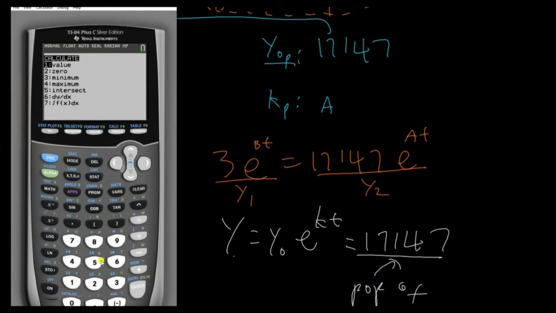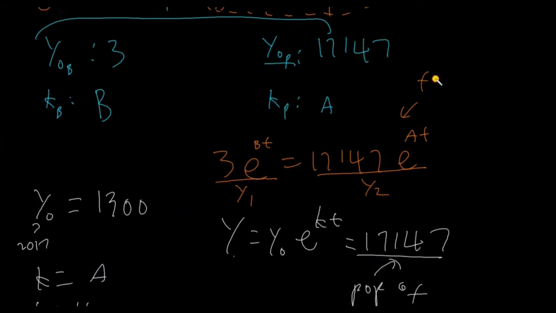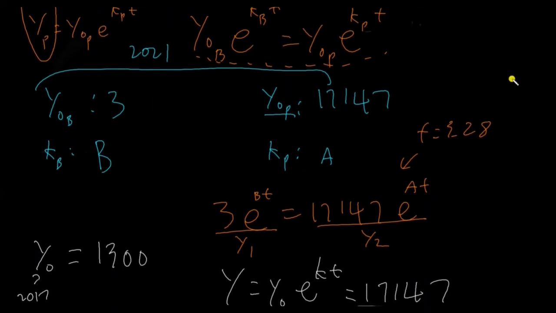So second trace 5. Spam the enter button. And we're going to get Y is equal to 3.28. Yeah, 3.28. So T is equal to 3.28. And remember, this is starting in the year 2021, right? So 3 years from then is where the population is going to be the same. So 3 years from then is going to give me my final answer of 2024. That was part B.